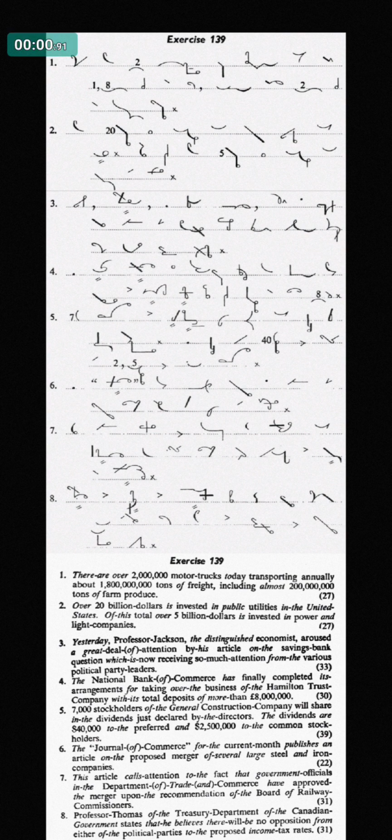There are over 2 million motor trucks today transporting annually about 1800 million tons of freight, including almost 200 million tons of farm produce. Over $20 billion is invested in public utilities in the United States. Of this total, over $5 billion is invested in power and light companies.